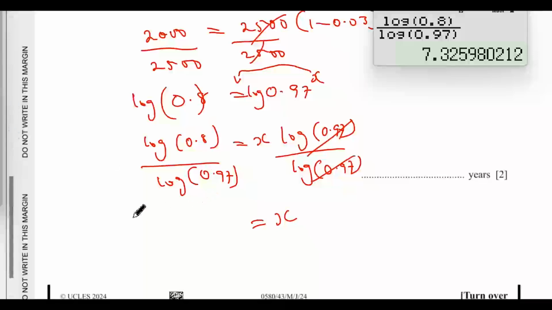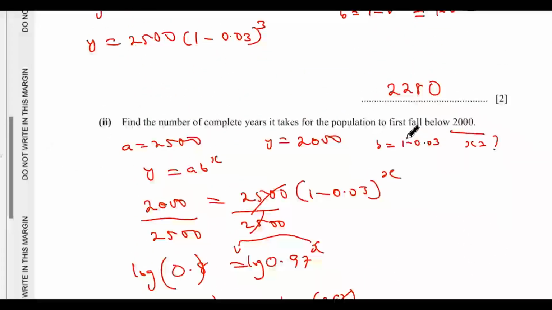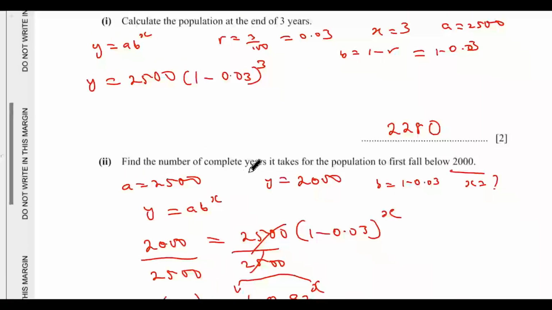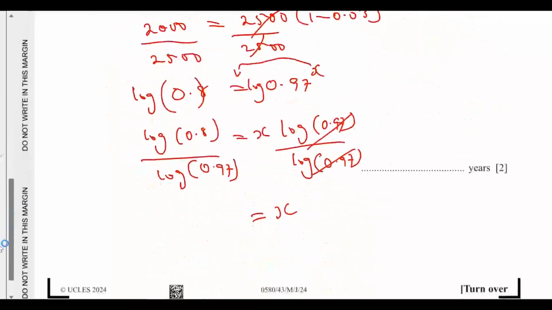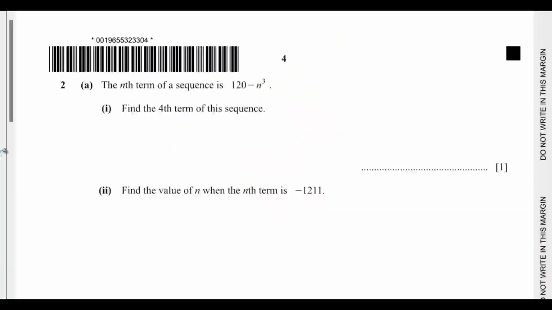But this is for exactly 2000. For the population to fall below 2000, it will take more time. We need the complete years. So the first complete year will be 8, the next whole number. So we'll put x equals 8, that is 8 years. So this will be the end of my solution to question 1.